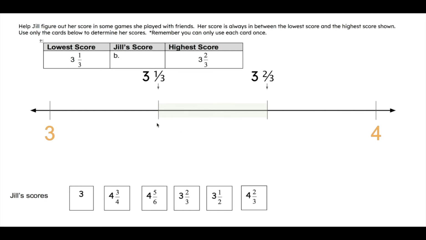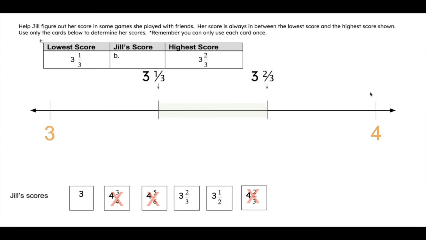Now, before we move on, let's eliminate some of these answers that we know are wrong. Okay. 4 3/4, that's more than 4. 4 is way over here. So 4 3/4 is actually beyond this. It's more than 4. That's wrong. Same thing with 4 5/6, also more than 4. 4 2/3, also more than 4. All 3 of those are not even close to being correct.